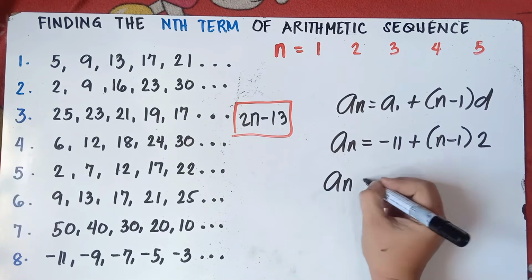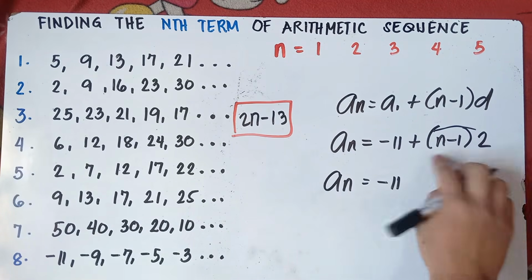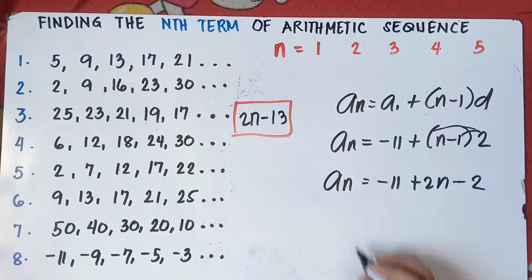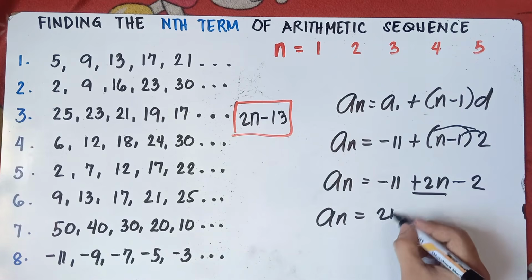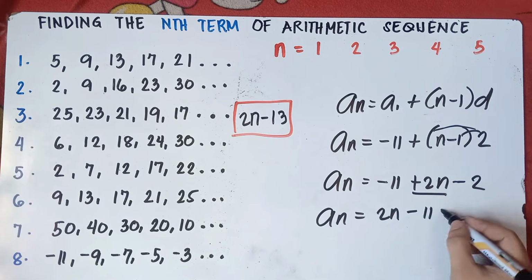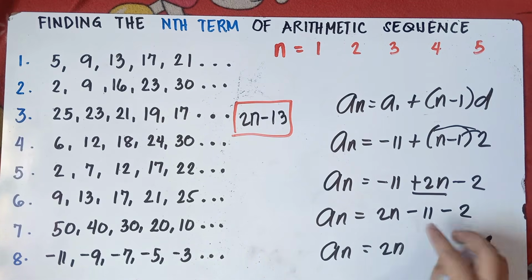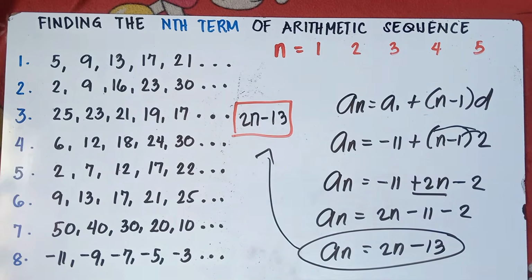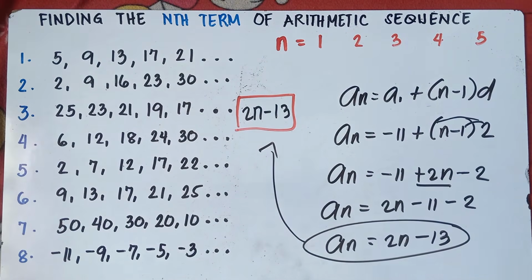So a sub n equals negative 11 plus 2 times n. So 2 times n, that's positive 2n. 2 times negative 1, that's negative 2. Arrange, so positive 2n comes first. So a sub n equals 2n, then negative 11 minus 2, that's negative 13. So you will get the same answer. Alright, so that's how you find the general equation of this given arithmetic sequence.